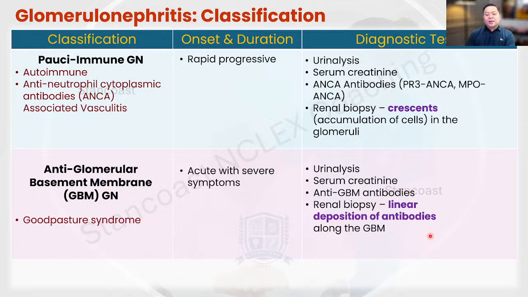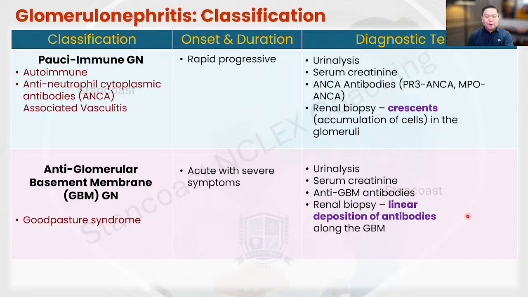Now, after that, we're going to expect the renal biopsy, which is also going to confirm the diagnosis, and it will show linear deposition of those antibodies along the glomerular basement membrane. So, comparing the two here, with the post-immune GN, you'll see the crescents. But here in the anti-GBM, what you're going to see are those linear depositions of the antibodies. Okay? So, I want you to differentiate those two.